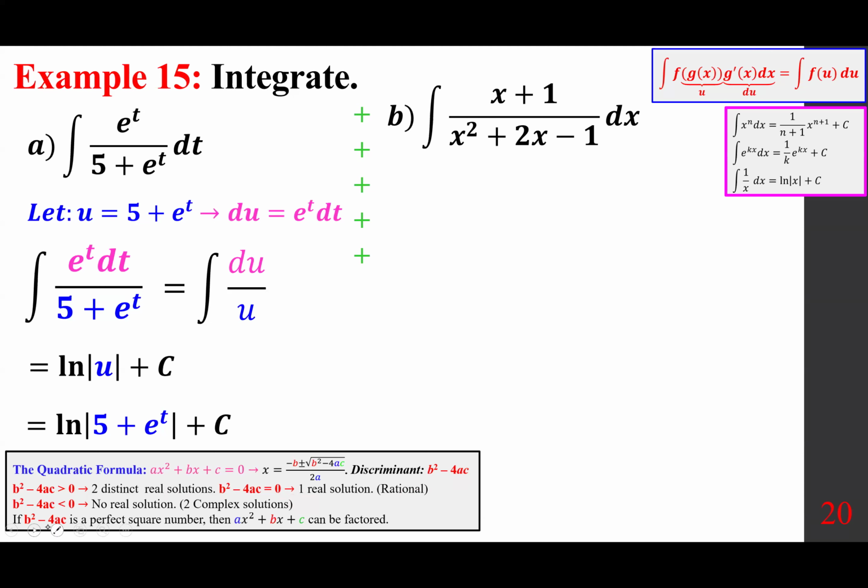One more piece of information. If b squared minus 4ac is a perfect square, then we can factor it. If you look at this one, a is 1, b is 2, c is negative 1, and b squared minus 4ac is 2 squared minus 4 times a, which is 1, times c, which is negative 1, and it's 8. 8 is not a perfect square. We can't factor it. Therefore, the denominator is a choice of u.